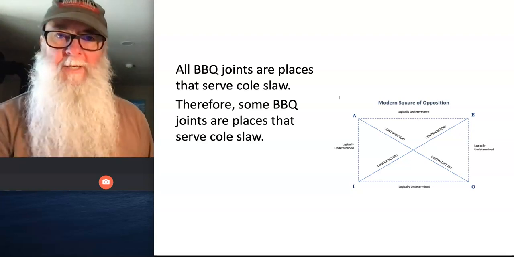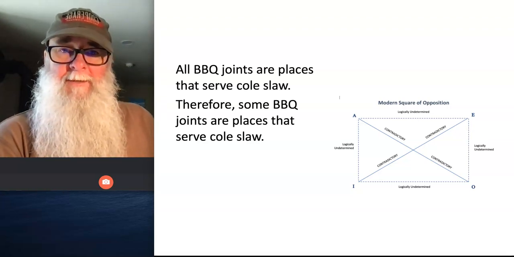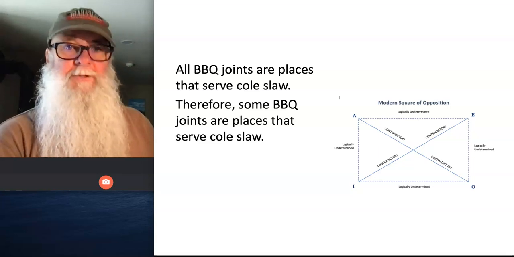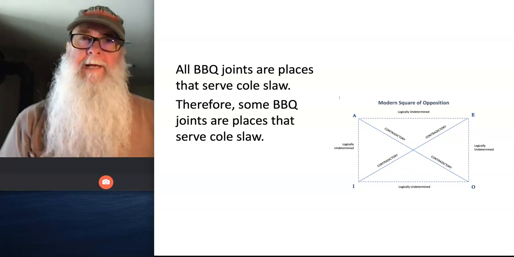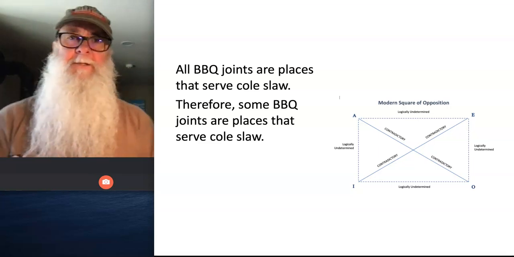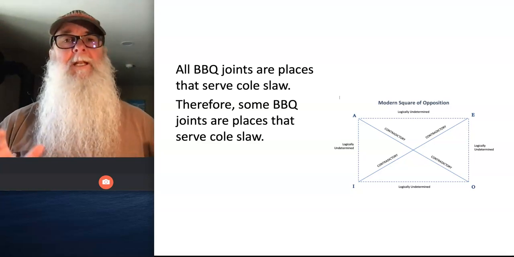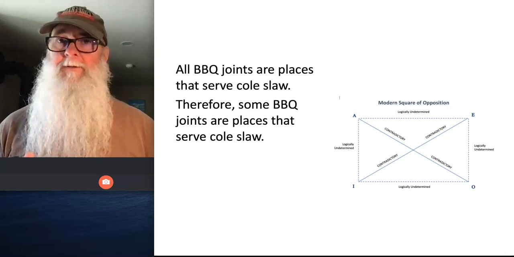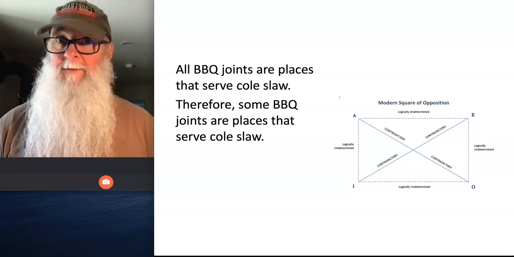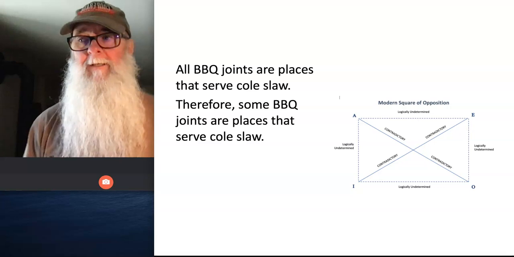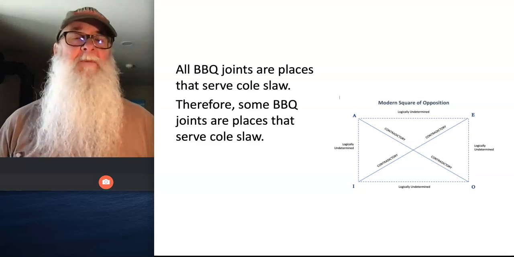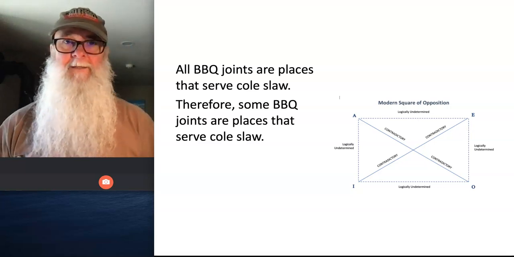All right, all barbecue joints are places that serve coleslaw. Therefore, some barbecue joints are places that serve coleslaw. Now, remember from our conversation about existential import that from the Boolean standpoint, any argument that has a universal premise, an all or a no statement, and a particular conclusion, a statement that begins with some, is an invalid argument. It commits the existential fallacy, right?